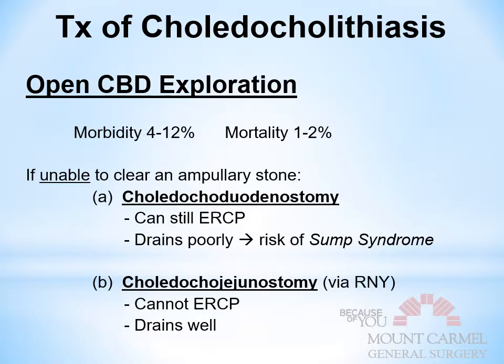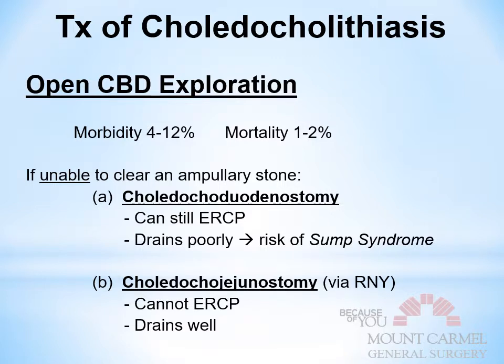Now, with the choledochoduodenostomy, where you're hooking the biliary structures onto the duodenum, the benefit is you can still do an ERCP because the anatomy is still very much the same as it was before. But the problem is that the patient risks significant sump syndrome. Sump syndrome is essentially where the biliary tree is unable to drain properly, and so it causes backup and pain, things like that, and obstructive symptoms.